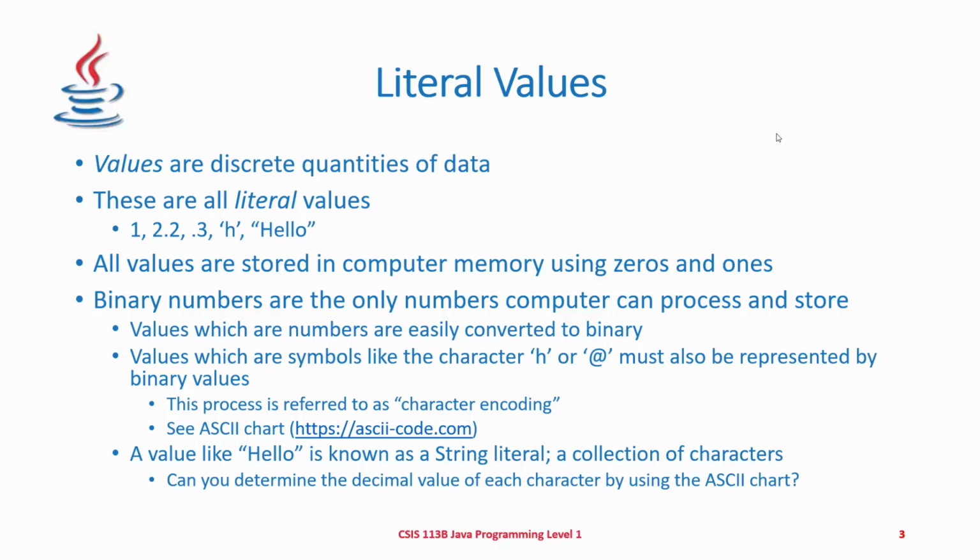So notice that hello in the second bullet point here is different in the way that it's being encapsulated. It has double quotes around it, whereas the letter H, which is an individual character, has single quotes around it. So in computer programming, we treat those differently. We have a char data type. We'll get to data types here in just a second. But an individual character is considered to be of a different data type than is a collection of characters, which is referred to as a string literal.